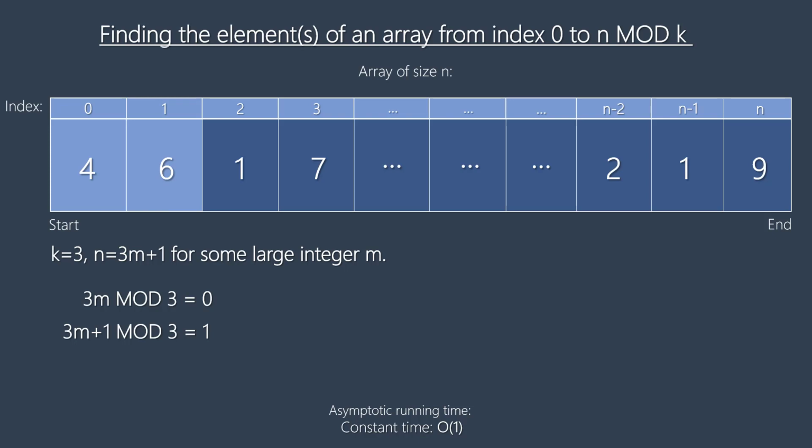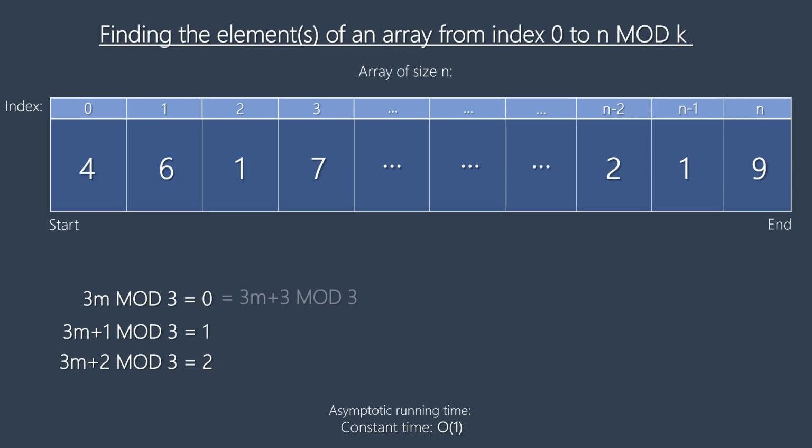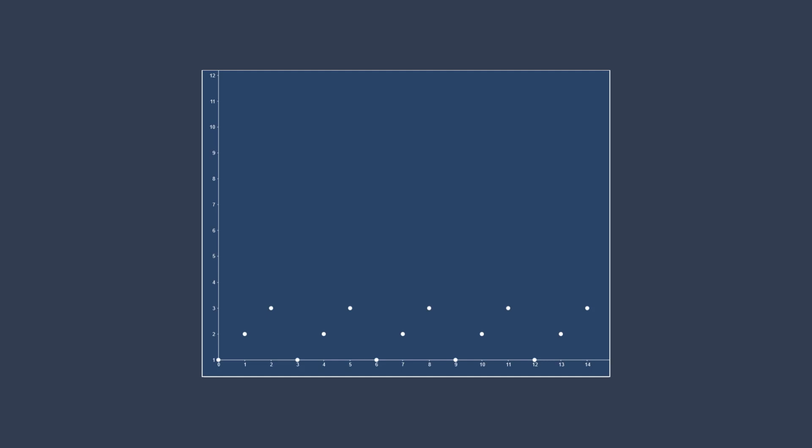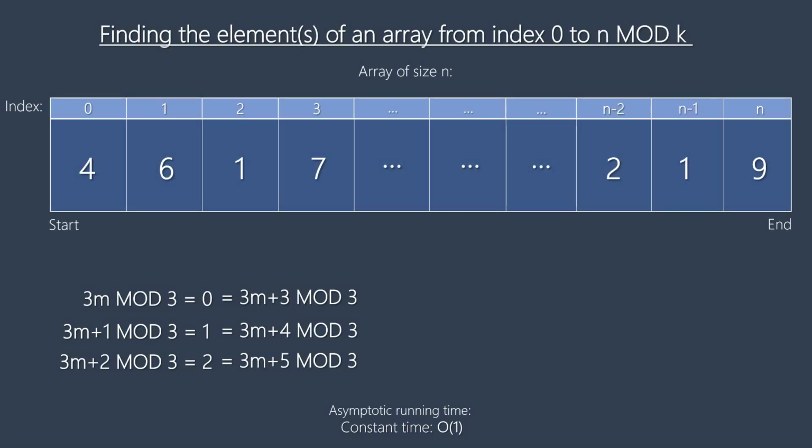Now, since we've covered the case of if n is a multiple of 3 and if it's 1 more than a multiple of 3, the only other possible case we can have is if n is 2 larger than a multiple of 3. Since if n is 3 larger than a multiple of 3, n will then be divisible by 3, so we'll have an equivalent situation to our first case. And of course this cyclic pattern continues for all values of n. Therefore, for k equals 3, we're accessing at most 3 elements of the array for any number n, giving us the upper bound of a constant number 3, thus resulting in a constant running time.